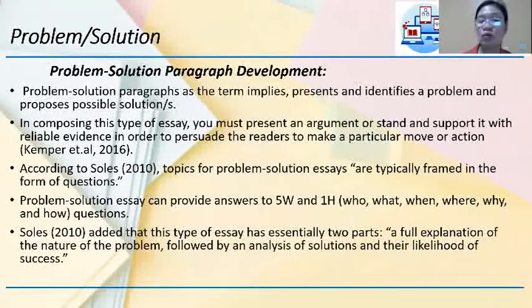Soles in 2010 also added that this type of essay has essentially 2 parts. These are a full explanation of the nature of the problem, followed by an analysis of solutions and their likelihood of success. So again, these essential parts of this type of essay are the full explanation of the nature of the problem and also the analysis of solutions for this specific problem.